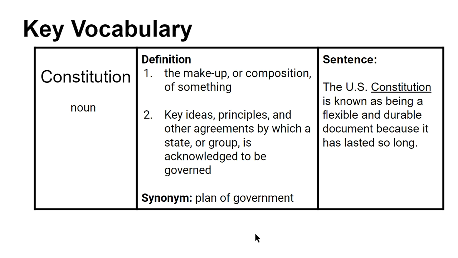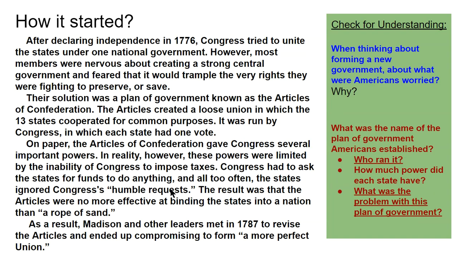Okay, so let's go ahead and jump right in. We're going to start with the reading. On your handout, it reminds you to always read the questions first. So I'll do a quick read of the questions and we'll jump into the text. First question. When thinking about forming a new government, about what were Americans worried? Why? Second, what was the name of the plan of government Americans established? Who ran it? How much power did each state have? What was the problem with this plan of government?